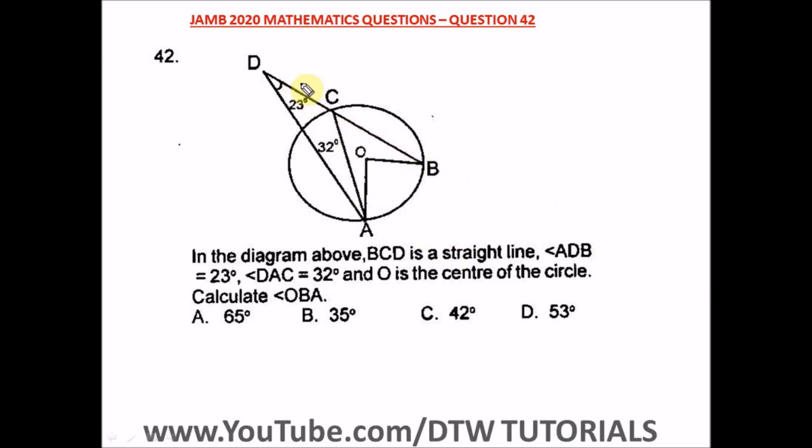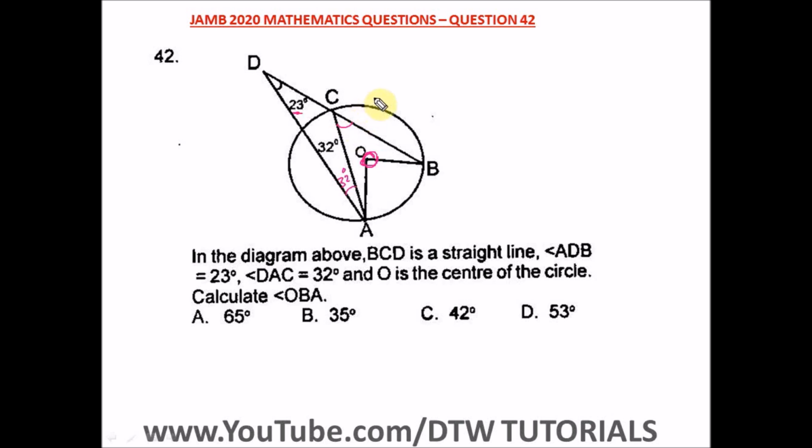It's a straight line, and angle ADB is 23 degrees, which is this angle here. Angle DAC is 32 degrees, which is this angle here. First of all, I want us to find the angle at the center, which is this angle here. So first of all, let us find angle ACB.